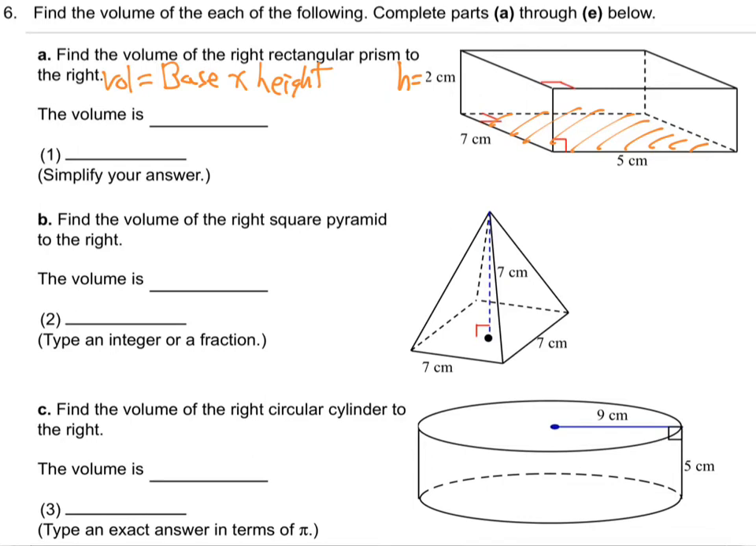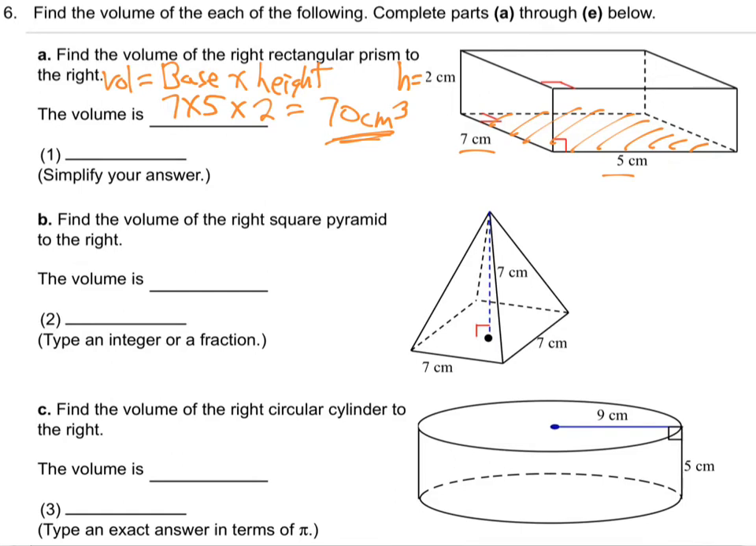So what's the base? It's 7 by 5, times the height, which is 2. That's 70. And what are the units there? Cubic centimeters, because it's volume, cubic units.